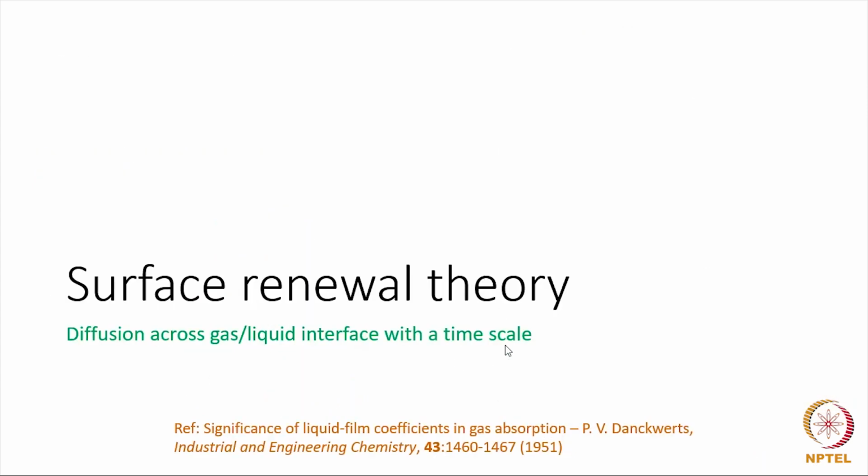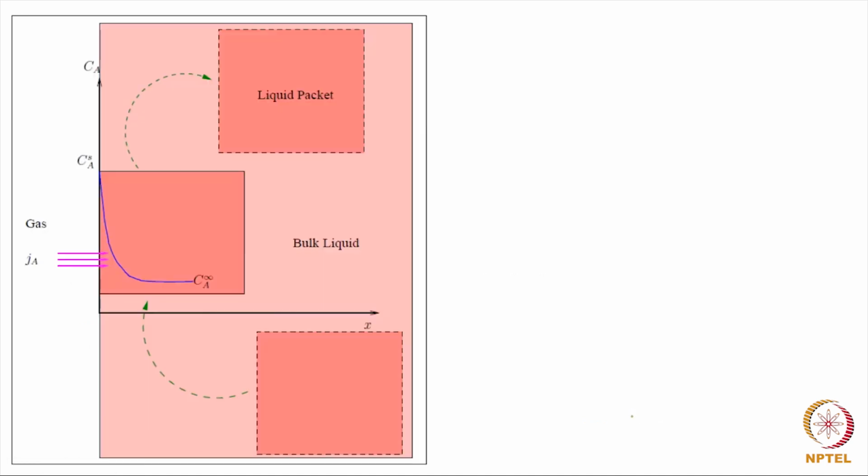Now we come to the section on surface renewal theory, which is actually an improvement of the previous two theories for the mass transfer coefficient. This is for the diffusion across the gas liquid interface where there is a particular time scale that is involved, and this was published by Danckwerts in 1951. You can see the chronology of how these developments have been taking place. So here is the concept.